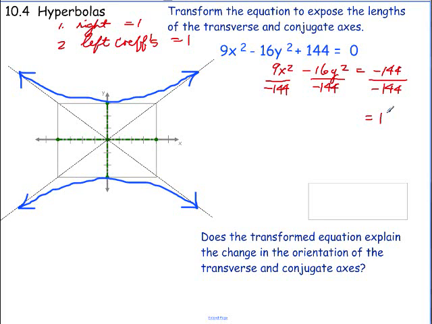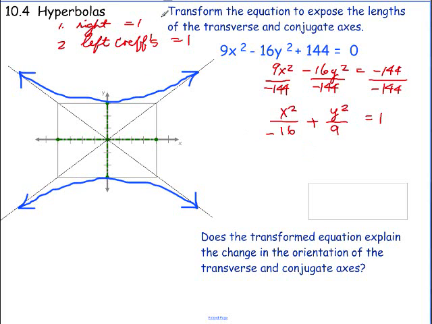What else did we want to happen? We wanted these left coefficients to equal 1, and right now it equals 9. So we can fix that. We say this is x squared divided by a negative 144 divided by 9, negative 16. And this will become a positive y squared divided by 9.